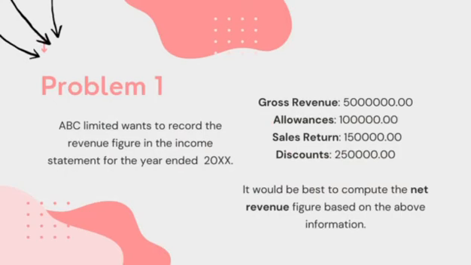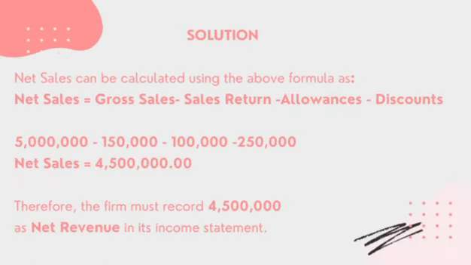Problem 1. ABC Limited wants to record the revenue figure in the income statement for the year ended 20XX. Gross revenue is 5 million, allowances 100,000, sales return 150,000, discounts 250,000. It would be best to compute the net revenue figure based on the above information.